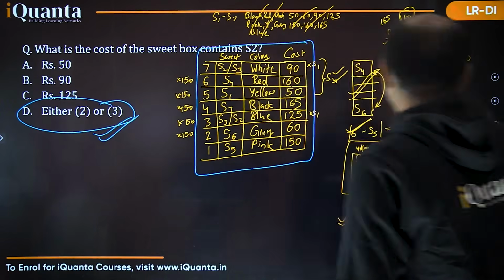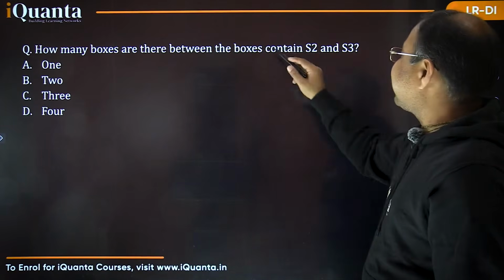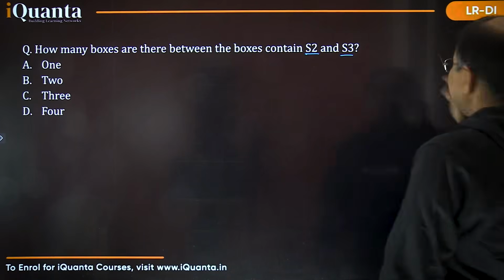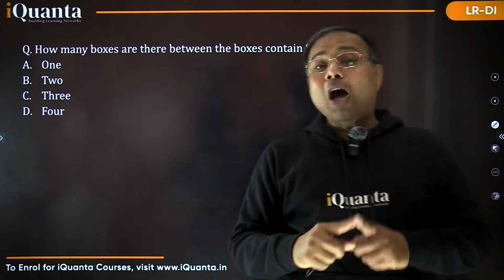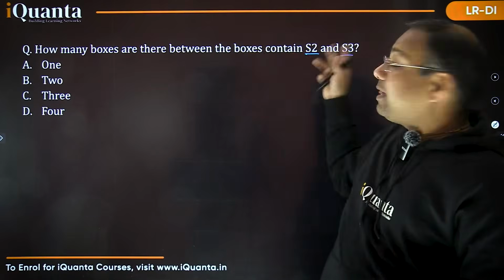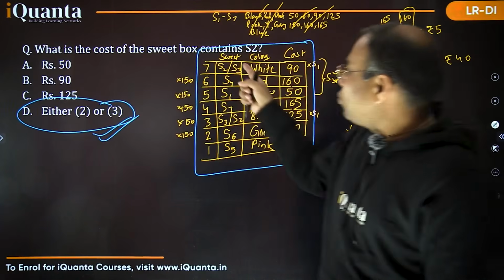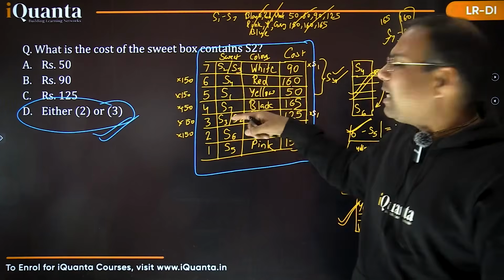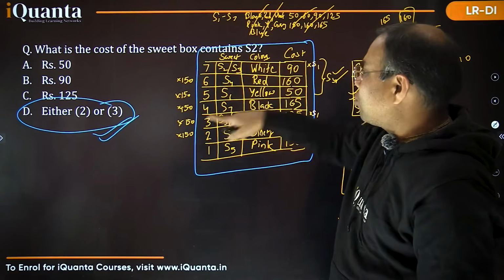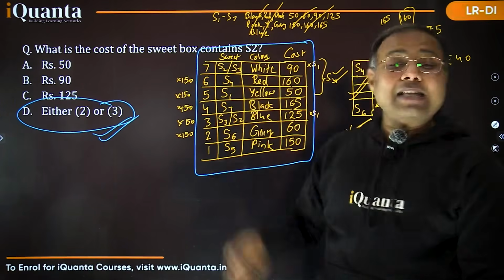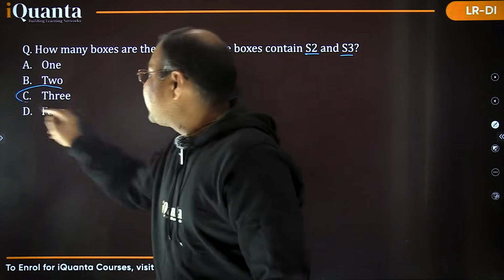Moving to the next question. How many boxes are there between the boxes that contain S2 and S3? Again it is talking about S2 and S3, but it is not asking where S2 is and where S3 is. It is asking about how many boxes are there in between these two, right? That certainly can be identified, isn't it? S2 is in this one or this one, S3 could be in either, but these two kinds of sweets are certainly in these two boxes, box number 7 and box number 3. So how many boxes are in between? This 4, 5 and 6. There are exactly 3 boxes in between, right? So the answer to the second question would certainly be option C, that is 3.